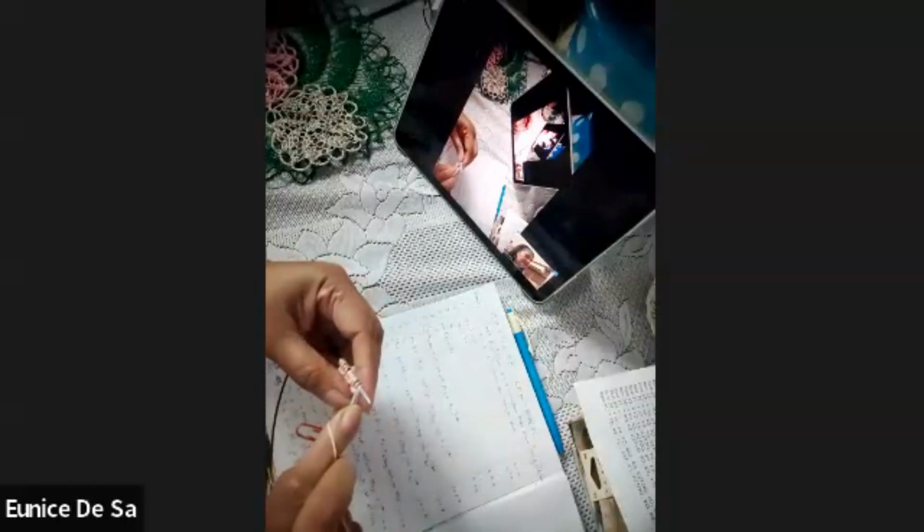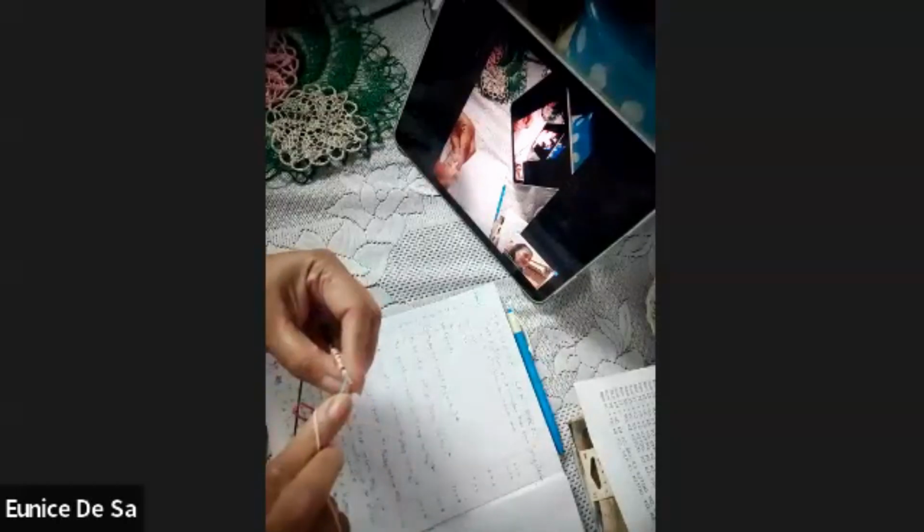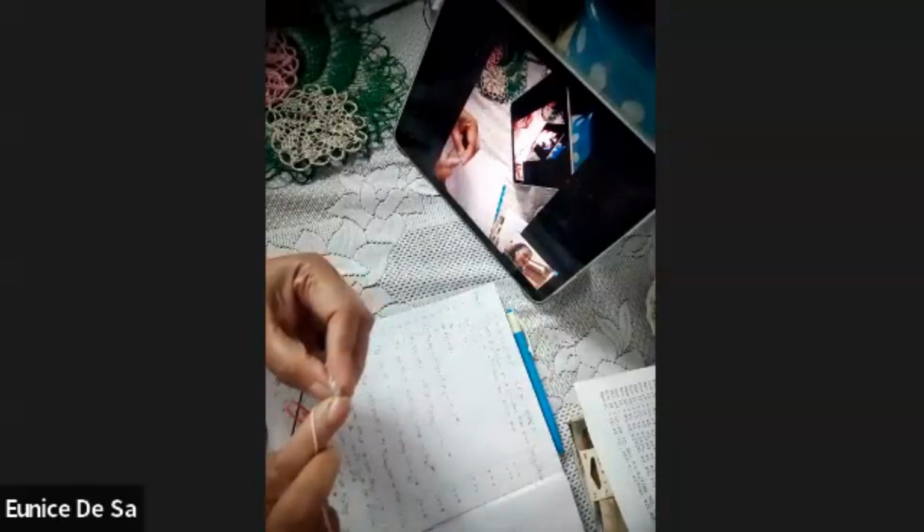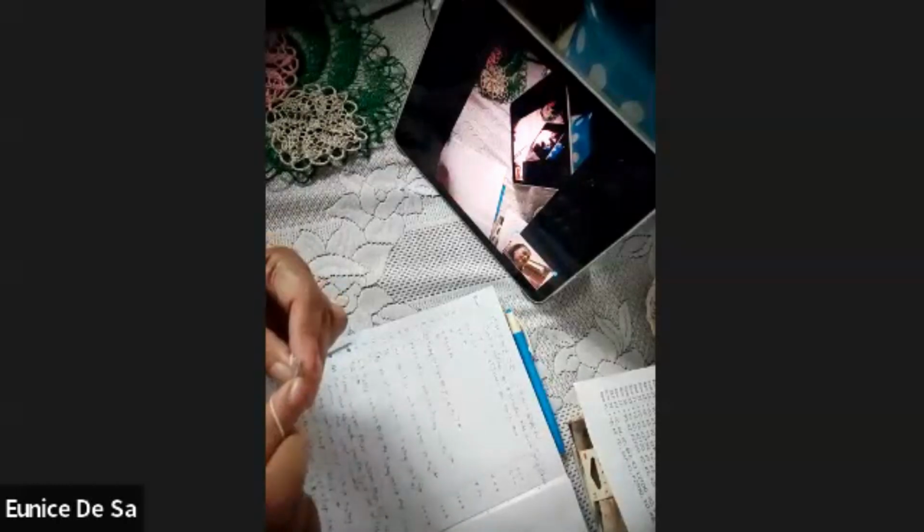I'm counting. This row, how many stitches should be there per segment? I've written here 10 into 4 times. 10 into 4 times, okay?